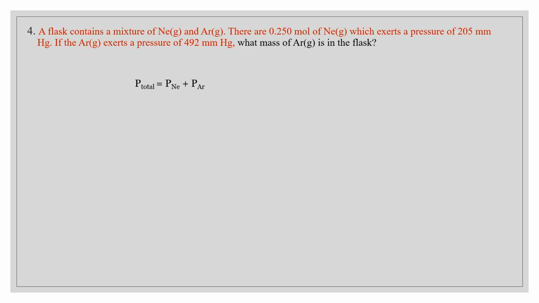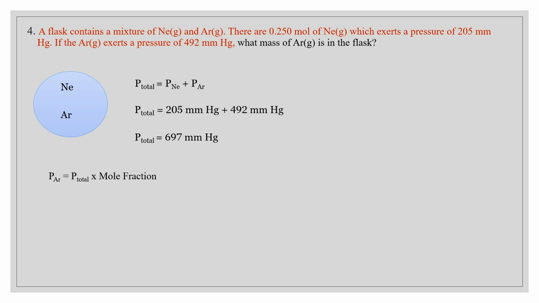So this is related to Dalton's partial pressure law with the mole fraction concept. Let's solve step by step. There's a gas mixture that contains neon and argon. Individual pressures are given, the partial pressure of neon and the partial pressure of argon, so we can calculate the total pressure of the gas mixture. Let's add both gases' pressures together: 205 mmHg plus 492 millimeters of mercury, then P total is 697 millimeters of mercury.